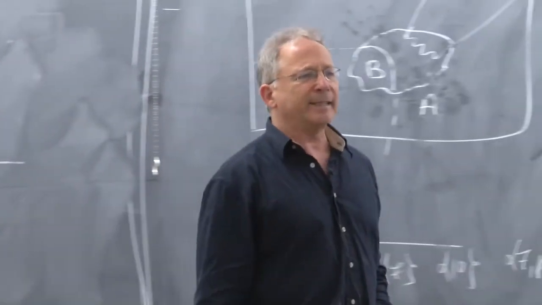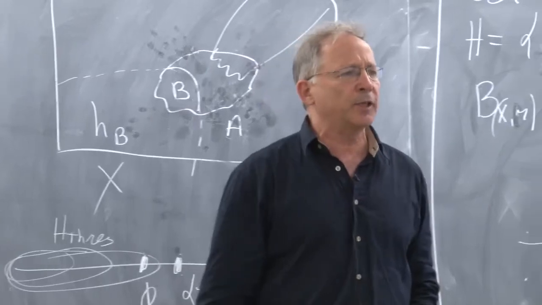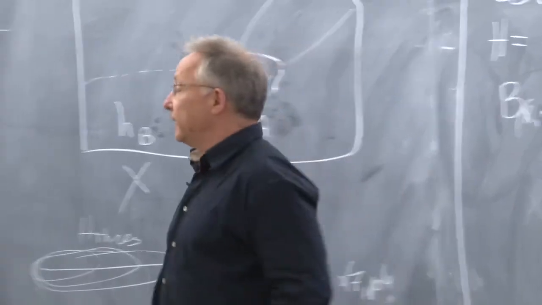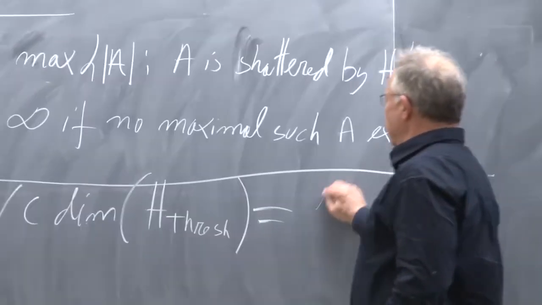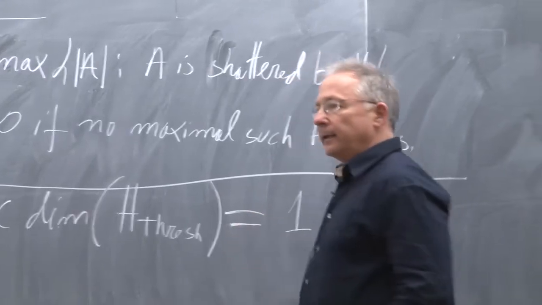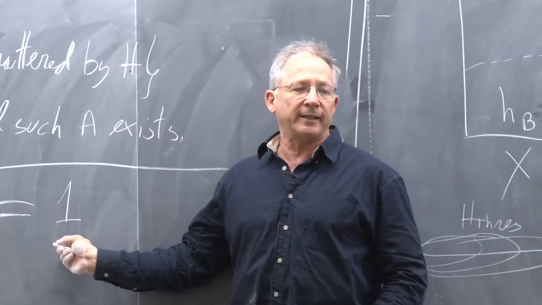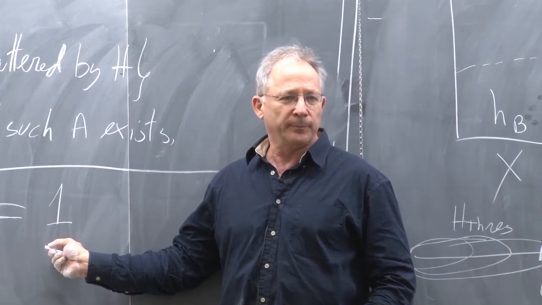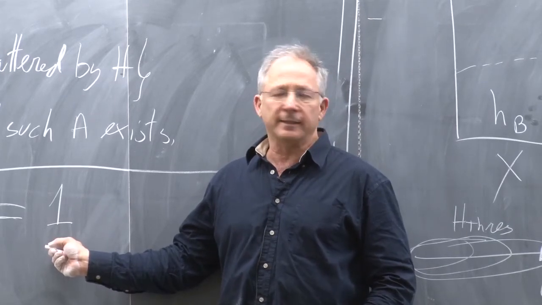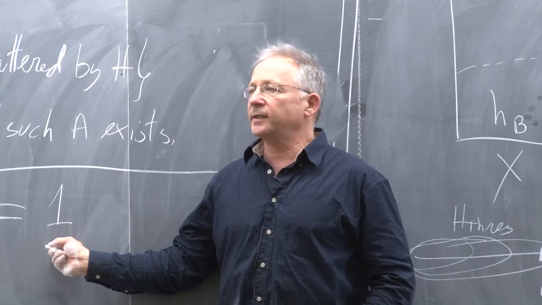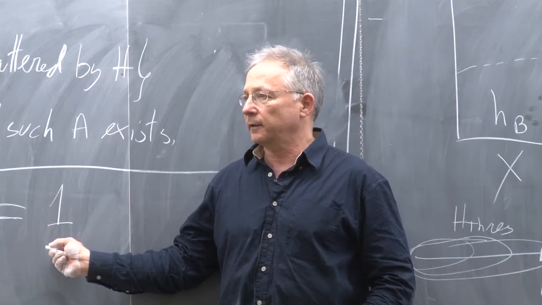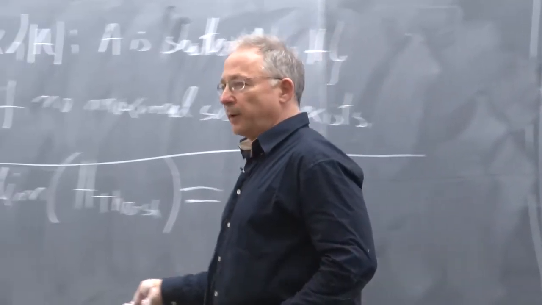So what is the maximum size of a set that can be shattered? Yes, it's going to be 1. But in order to show that it's 1, I need to show you 2 things. I need to show you that there is a set of size 1 which is shattered, and I have to show you that this is the maximum size: no set of size 2 is shattered. So we've already talked about that.